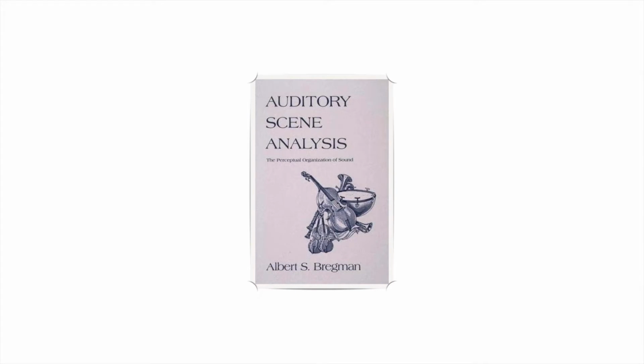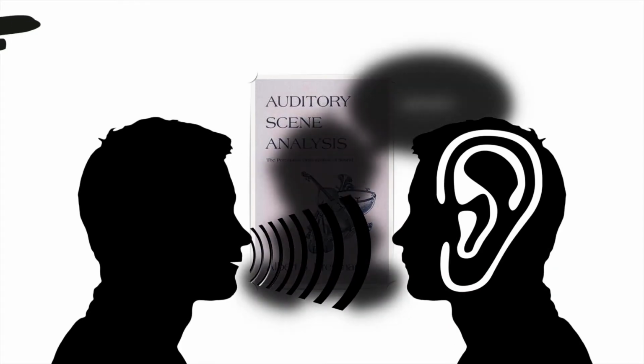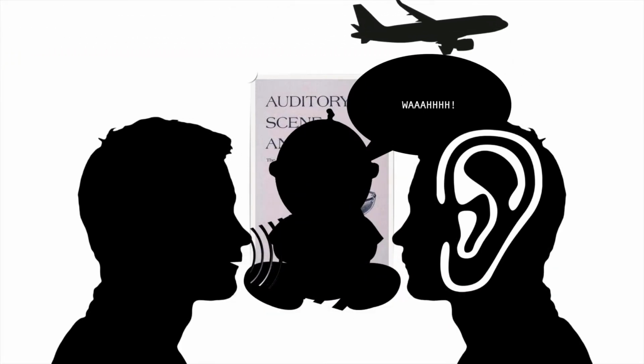One of the questions Bregman addresses is the following. Given the fact that our environment often contains more than one thing happening at a time, how do we distinguish one sound source from another? For example, we might be chatting with a friend while an airplane flies by and a neighbor's baby is crying. How exactly do we manage to sort out all these sounds occurring at the same time in order to focus on the one in the foreground, what the friend is saying?